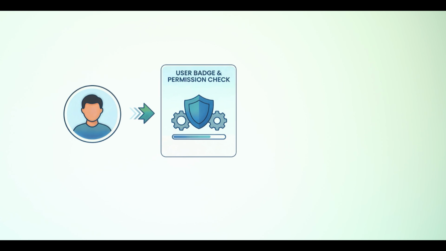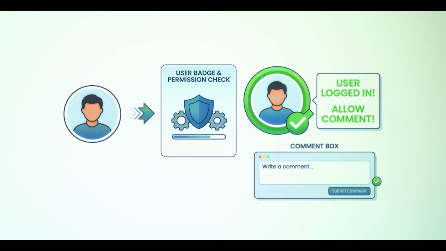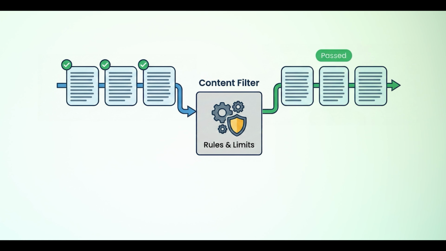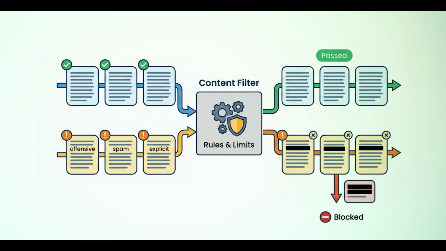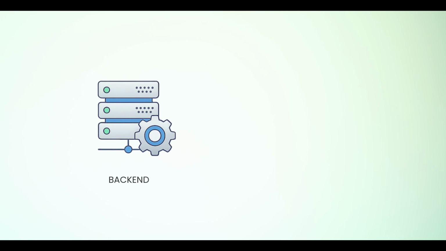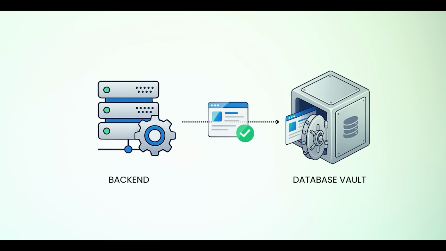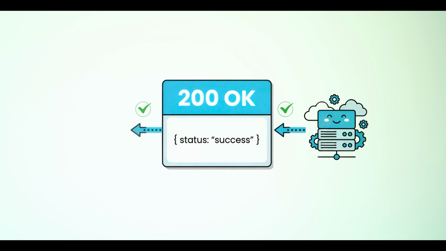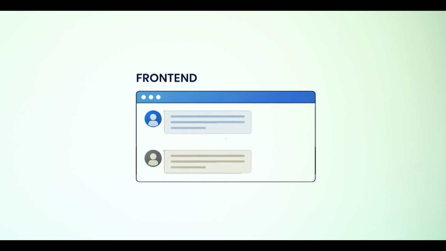The back end first checks whether the user is logged in and allowed to comment. It then applies rules, like filtering content or enforcing limits. Once validated, the back end saves the comment in the database. The back end sends a structured response back through the API. The front end updates the screen using that response.